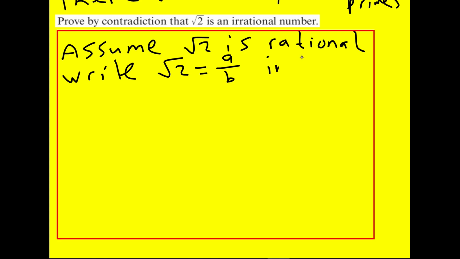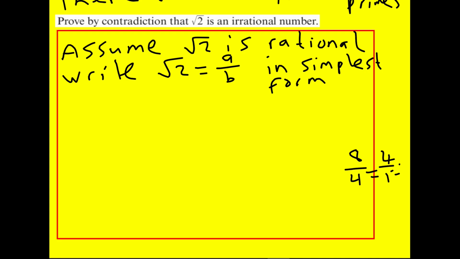And one other thing we're going to do is write it in its simplest form. So we're going to have cancelled it down. Like if it was 8 over 4, for example, then I would cancel that down to 4 over 1, or 4. Or 5 over 15, I'd cancel it down to a third. I can make that assumption because we can always divide through by common factors. So we've written it in its simplest form.